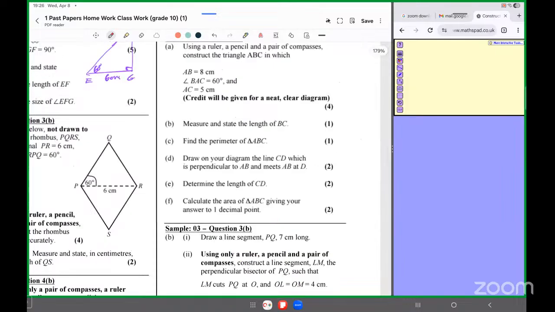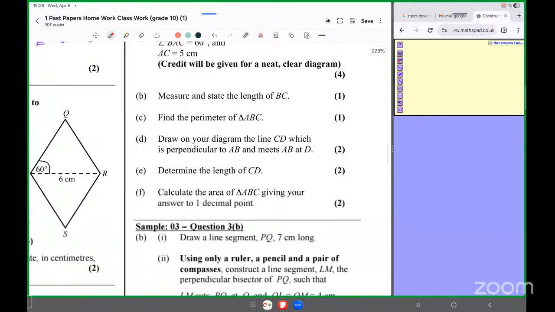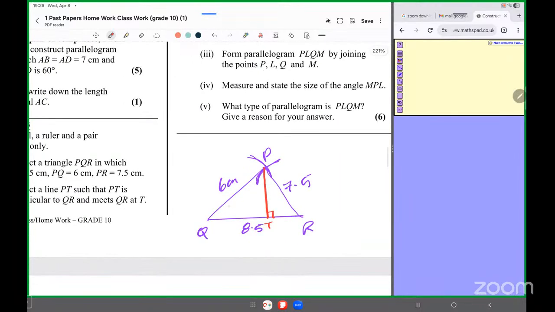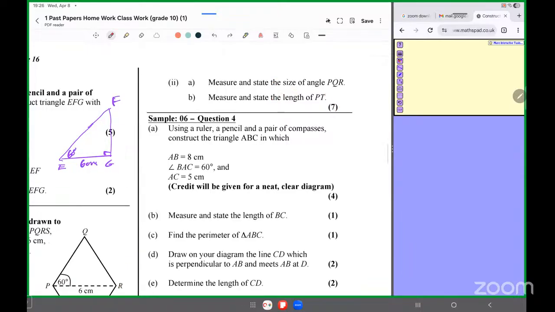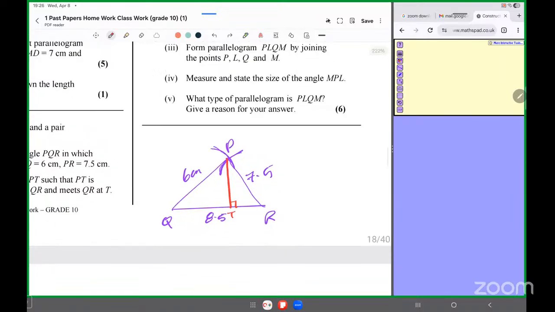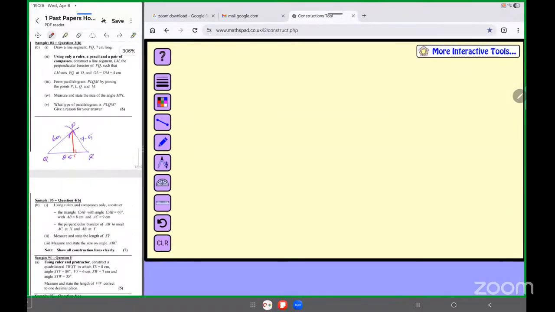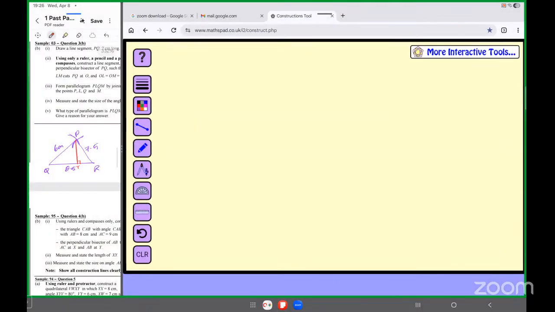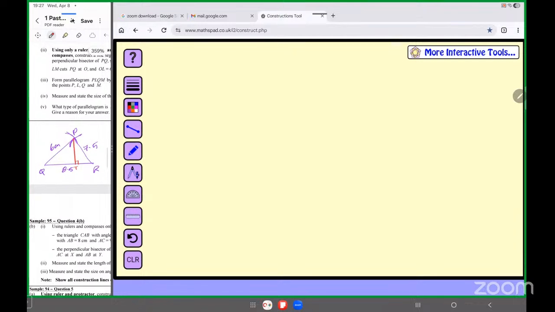After we do that, they're going to want us to measure and state the size of angle PQR, which should be right here. And they want us to tell them the length of PT after that, which is the length of this line right here. All right, so let's construct it. We can do a sketch right now. Sketch it, and then you construct it. A good habit to have. Sketch what they want, and then you construct it, all right?